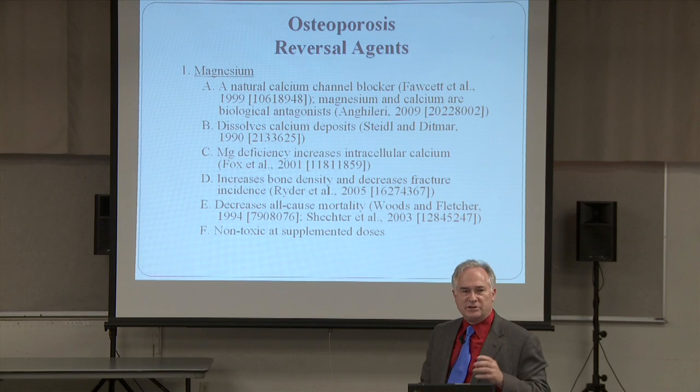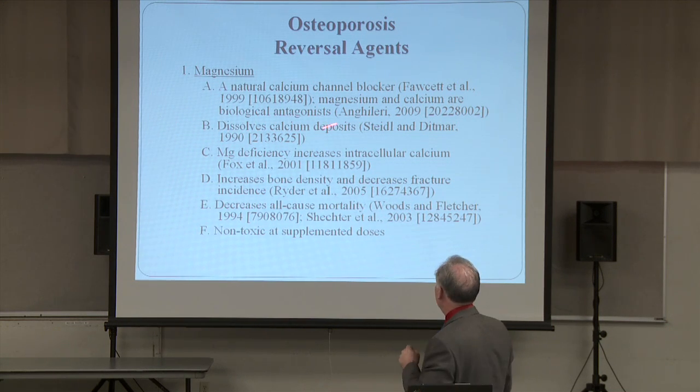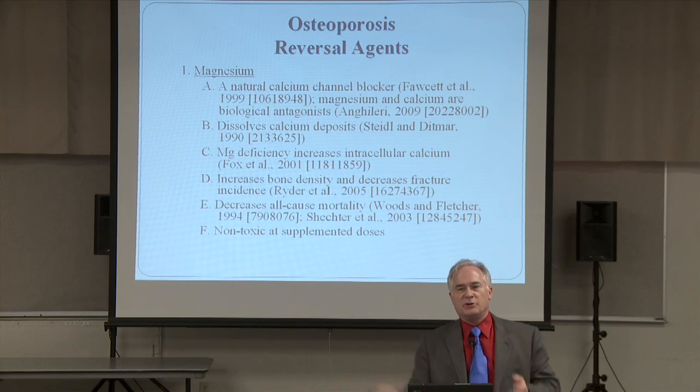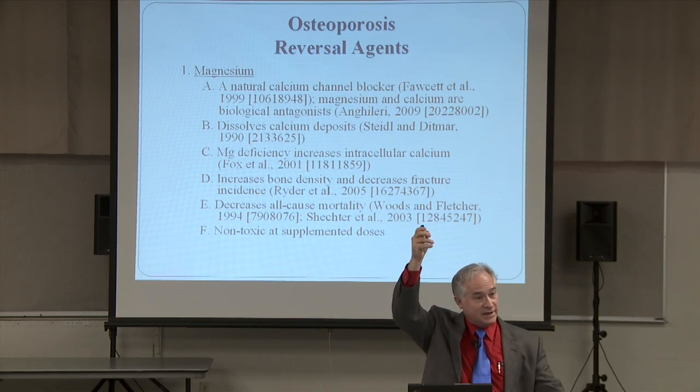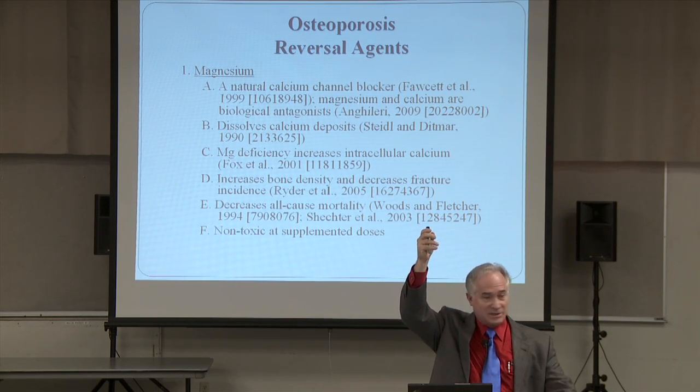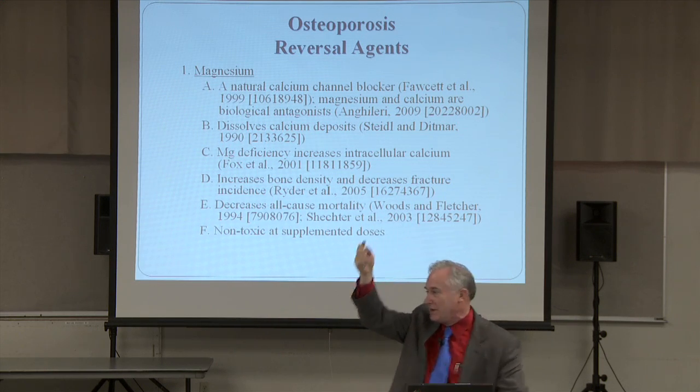Magnesium is a natural calcium channel blocker. Calcium and magnesium are biological antagonists. The more you have of one, the less you have of the other. That's nice. That's already telling you something. Get that magnesium inside your body, okay?